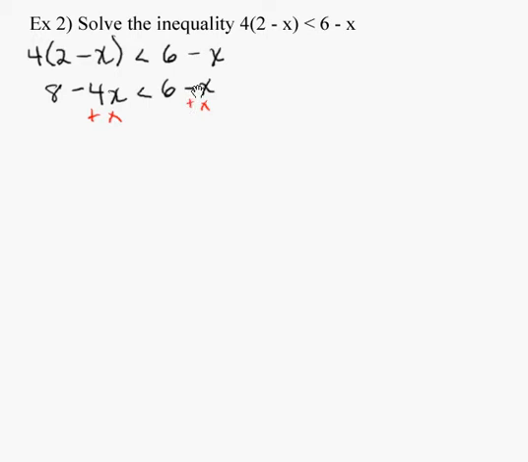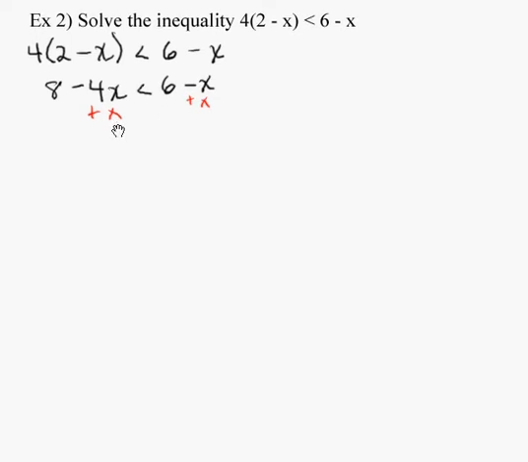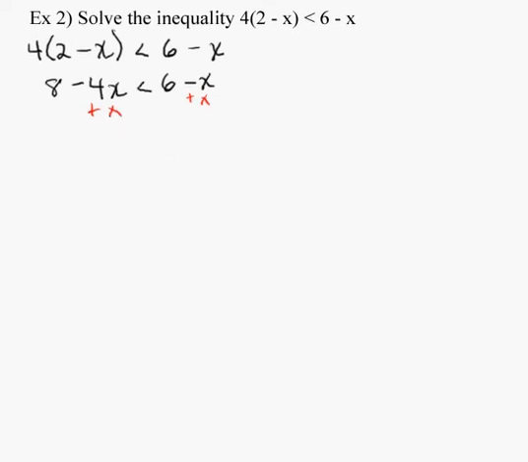So to do that, we're going to add x to the right side because that will eliminate that negative x. But whatever we do to one side, we have to add it to the other side as well. So when we add x to both sides, that's going to give me 8 minus 3x is less than 6. Now we want to get the negative 3x by itself, get all the constants together. So let's subtract 8 from both sides, and that's negative 3x is less than negative 2.